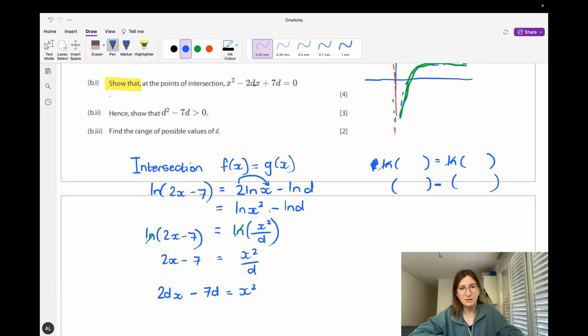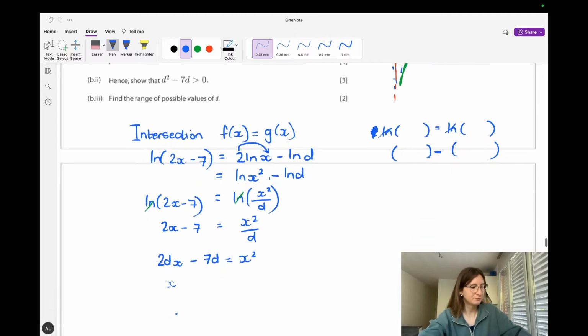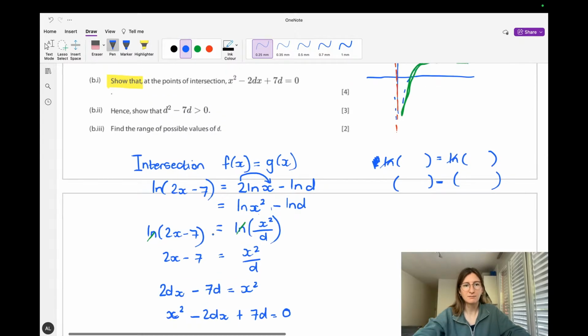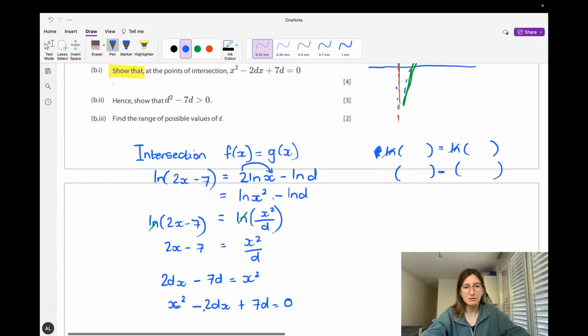Getting closer and closer to this. This one says I need to make it equal to 0. So I'm going to move everything over to the side. So I'm going to have x squared minus 2dx, because I'm moving it over, so positive 7d equals 0. All right, so I've shown that at the points of intersection, x squared minus 2dx plus 7d equals 0 is true. We can't really solve because we don't know what d is, but we have shown that at the points of intersection, that is your hint.